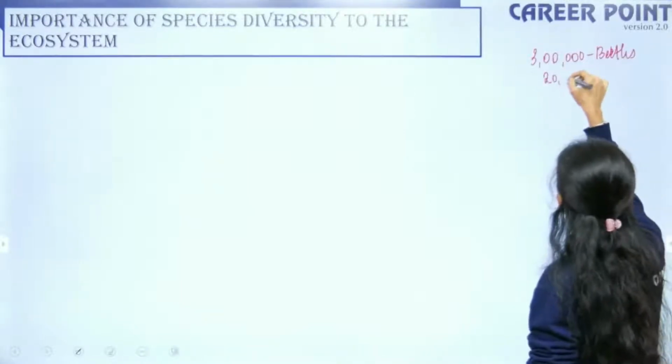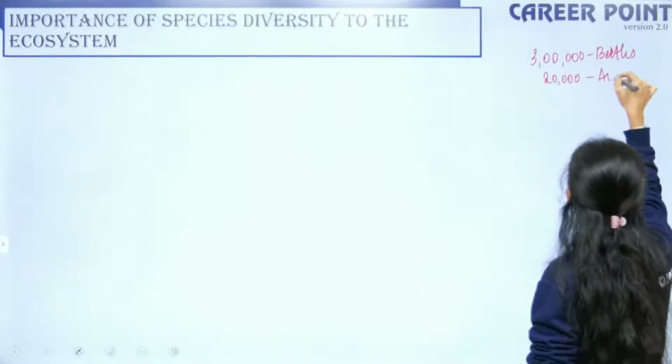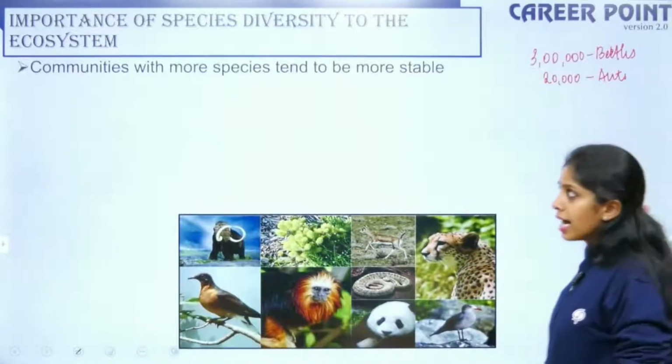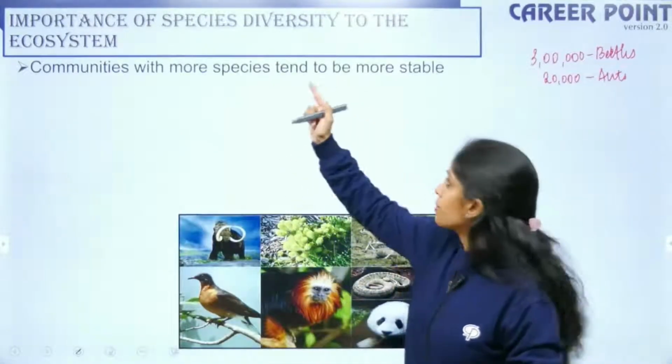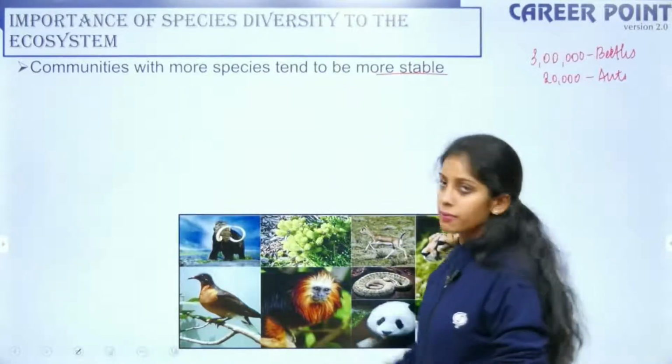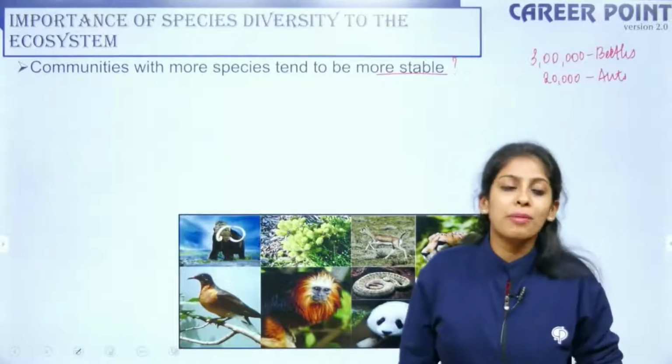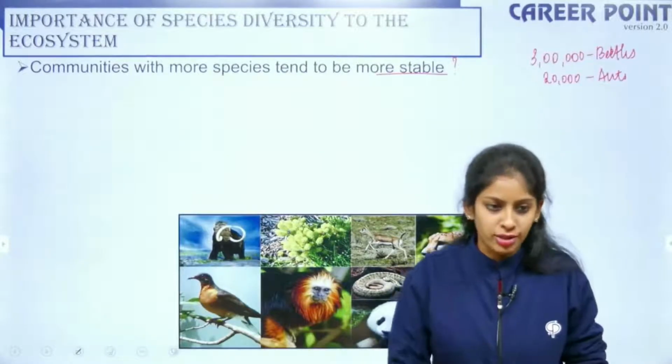And you have 20,000 species of ants. So what is the importance of species diversity to the ecosystem? Scientists hypothesize that communities with more species tend to be more stable. But what do I mean by stable? That means it is not changing, right?